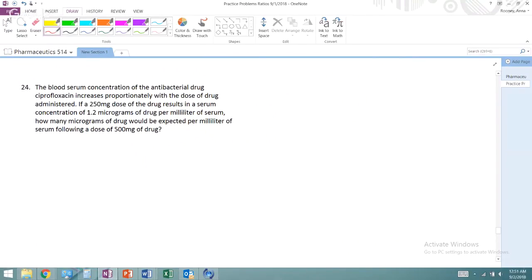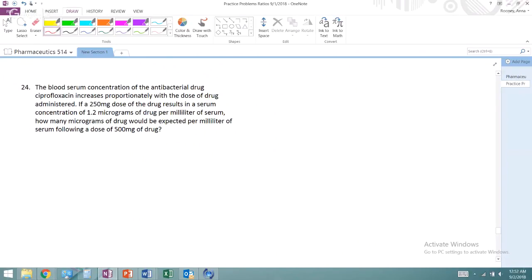Right, blood serum concentration of the antibacterial ciprofloxacin increases proportionally with the dose administered. The 250 milligram dose of the drug results in a serum concentration of 1.2 micrograms of drug per milliliter of the serum. Sorry, I'm yawning. How many micrograms of drug would be expected per milliliter of the serum following a 500 milligram dose? Double. You doubled the dose. You get double the amount, right? If it's a proportional increase.